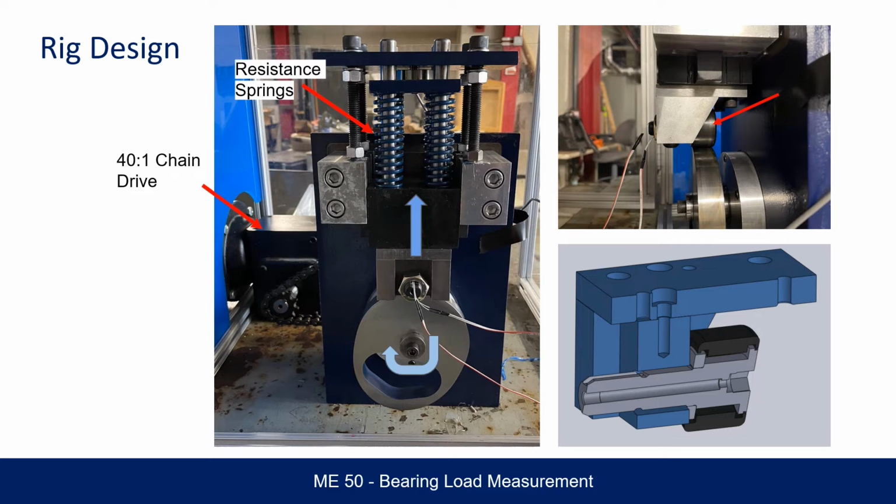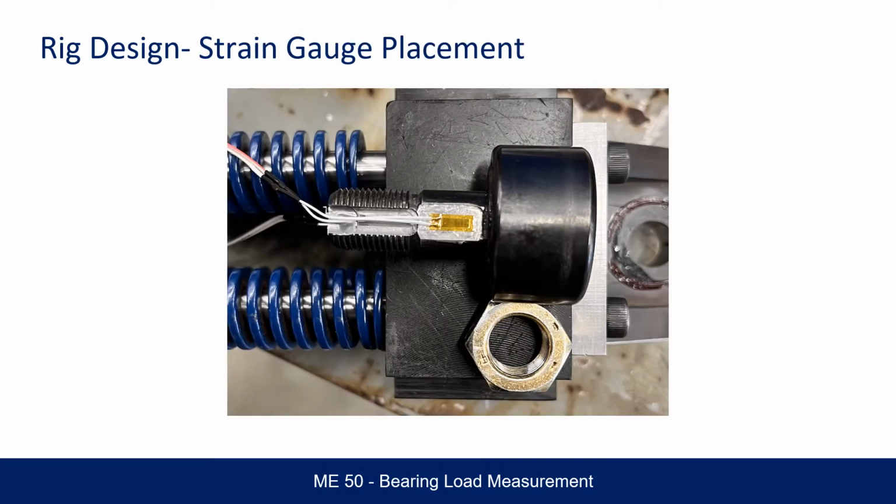In the bottom right image, we can see a cross-section of the SolidWorks model where there are flats on the cam follower. In these flats, there are two strain gauges that measure the strain that results from the load on the bearing. Here is a physical model of where the strain gauge is actually placed.